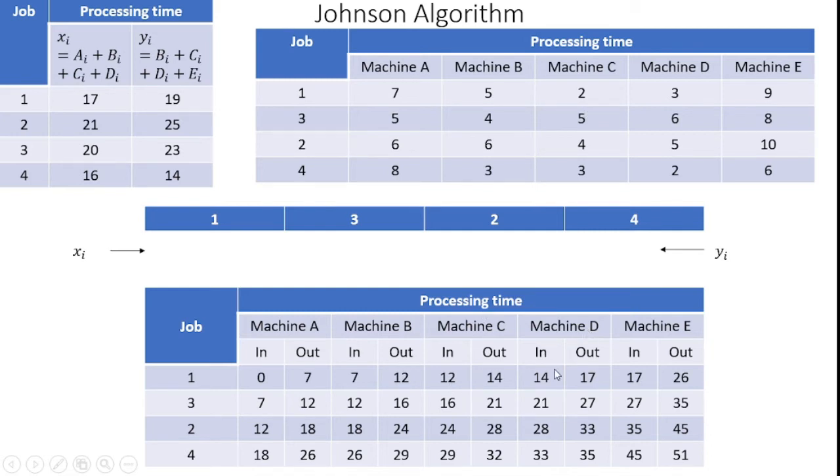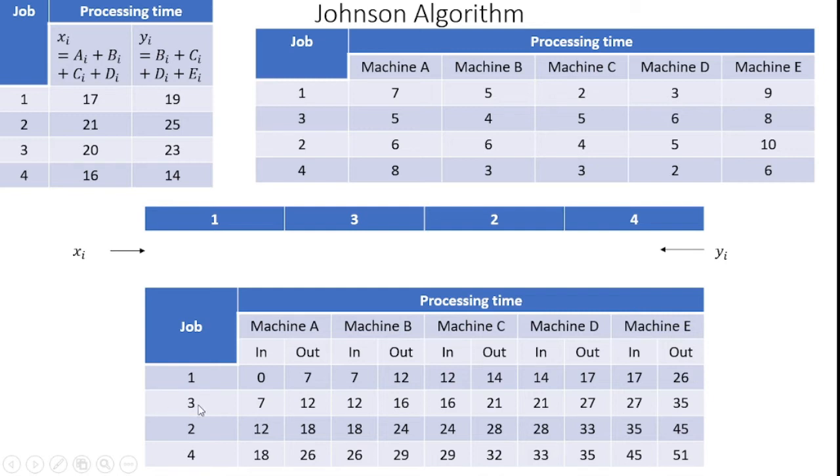And then machine D, 14 is the entering time. After that, the processing time is 3, so that 14 plus 3 is equal to 17. And then machine E, which consumes 9 hours, but the initial processing time is 17, so that 17 plus 9 is equal to 26. Likewise, I got the values for the first job.